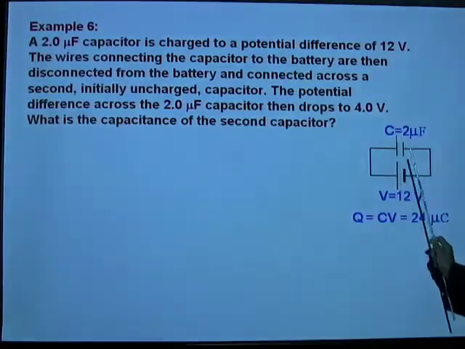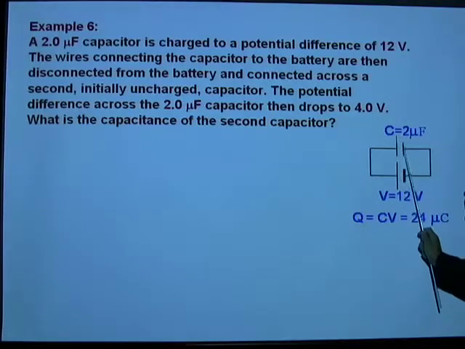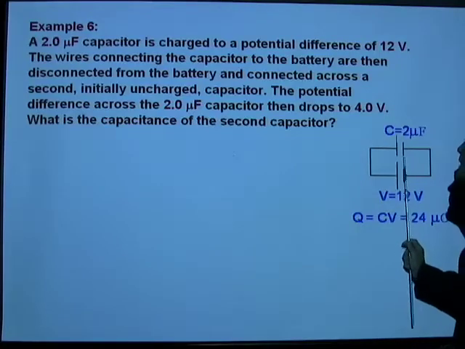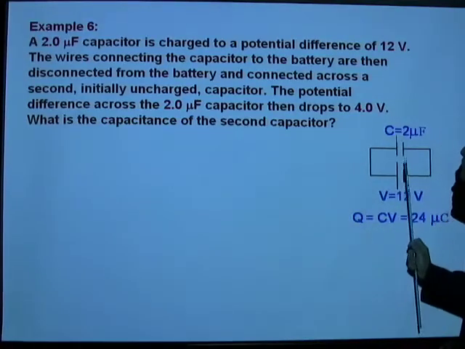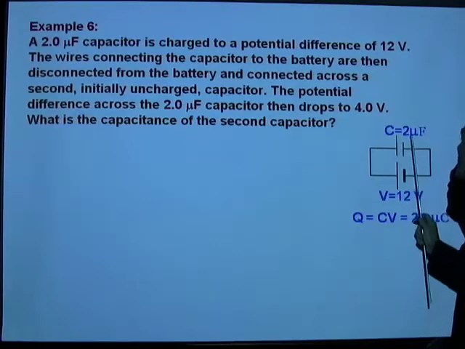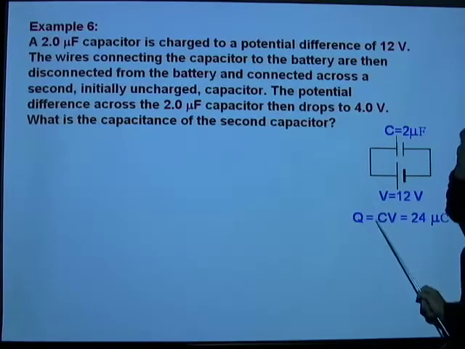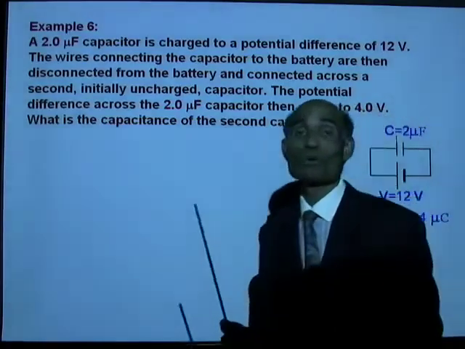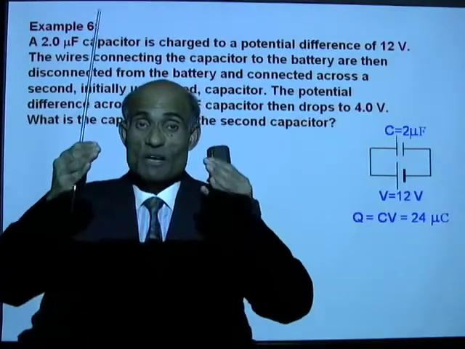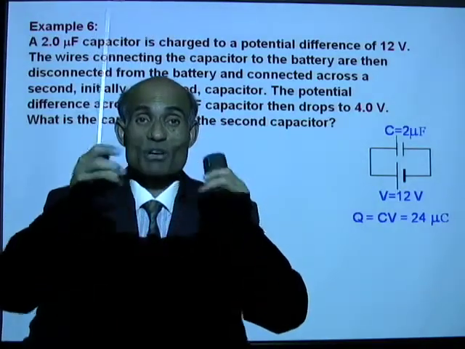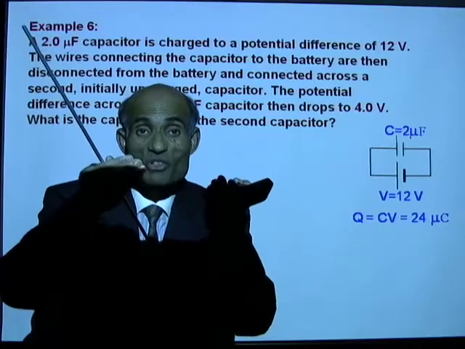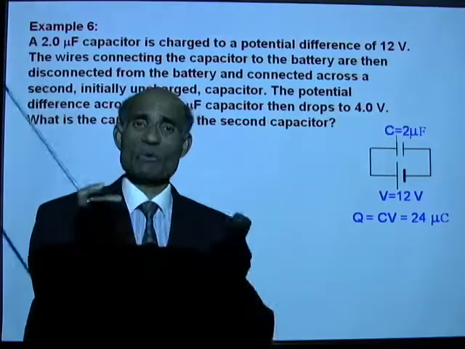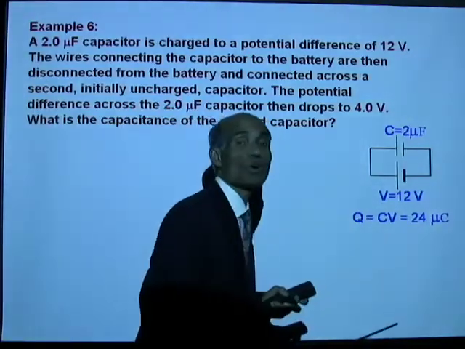We have a 2 microfarad capacitor connected across a 12 volt battery. Alright, what is the amount of charge that the capacitor will get from the battery? You see, the amount of charge will be Q equal to CV, that is 24 microcoulomb. So when that 2 microfarad capacitor is connected across the battery, the amount of charge the capacitor derived from the battery is 24 microcoulomb.